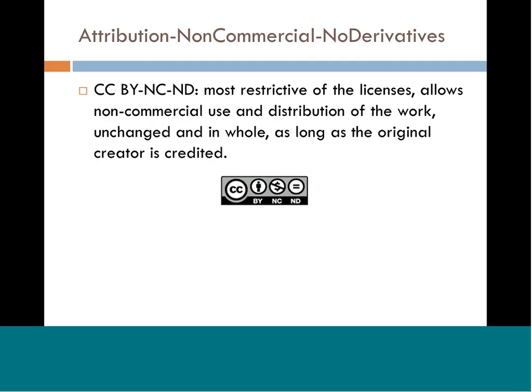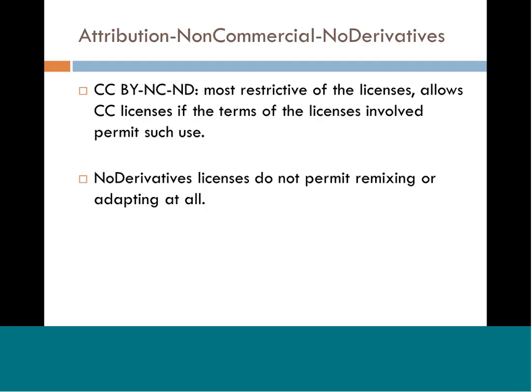And finally, the last license type, Attribution-NonCommercial-NoDerivatives, is the most restrictive of all the licenses. It allows non-commercial use and distribution of the work unchanged and in whole as long as the original creator is credited. So if you found a piece of content with this license type, you could not use it commercially and you couldn't change it in any way. You basically just have to take it and put it into a nonprofit use environment without adding or taking away any element of it.